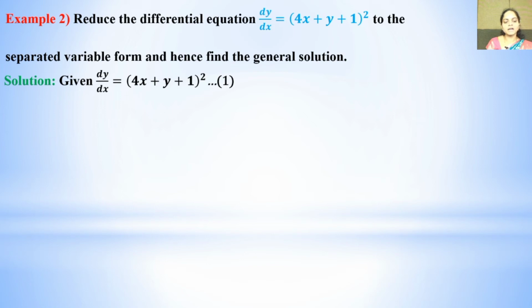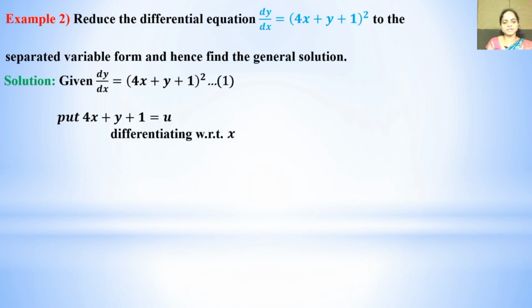This example can't be converted into the variable separable form directly, since the term of x and y, that is 4x plus y plus 1, is enclosed in a bracket. Therefore, we use the substitution method here. If we substitute 4x plus y plus 1 with another variable, then we can convert it into the variable separable form easily. Put 4x plus y plus 1 is equal to u.